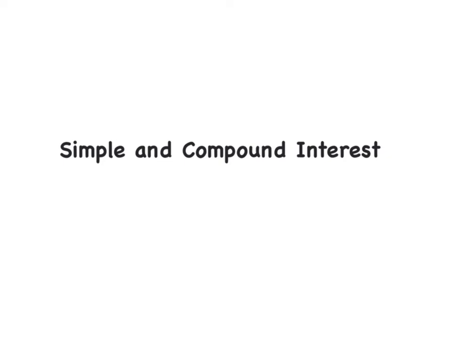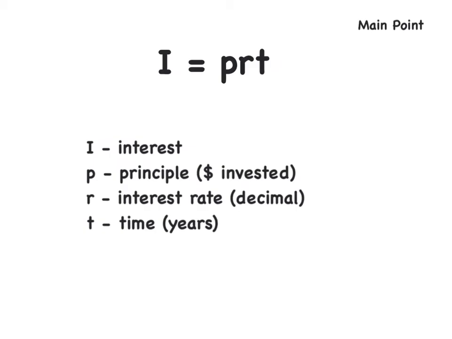Alright, today we're going to be talking about simple and compound interest. This is the main point of the whole video. I equals PRT. This is the equation that we're going to be using for both simple interest and compound interest. The I is the interest that you are going to be making. The P is the principal. Basically, the principal is the initial money that you invest.